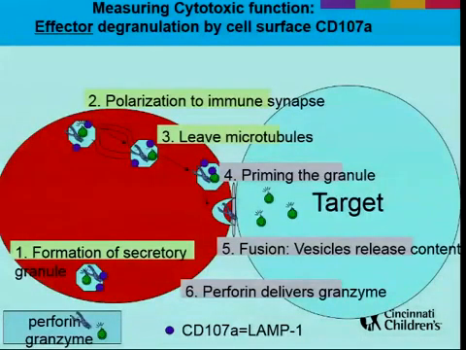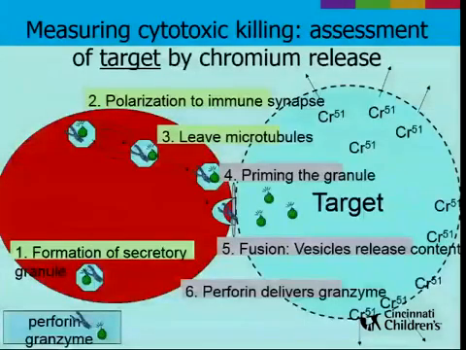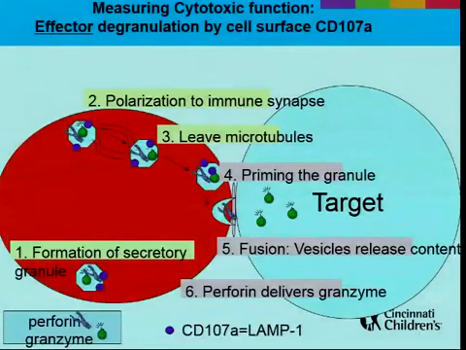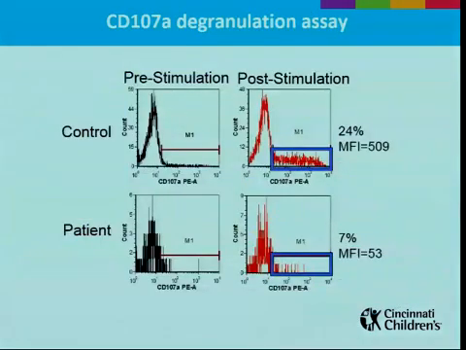and are now doing CD107A. CD107A is a flow-based assay that everywhere there's a purple dot here is affected by CD107 or is measured by CD107A expression. And so we can now easily measure if you have CD107A expression.